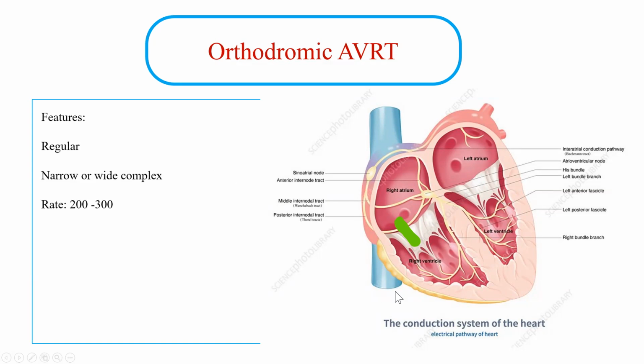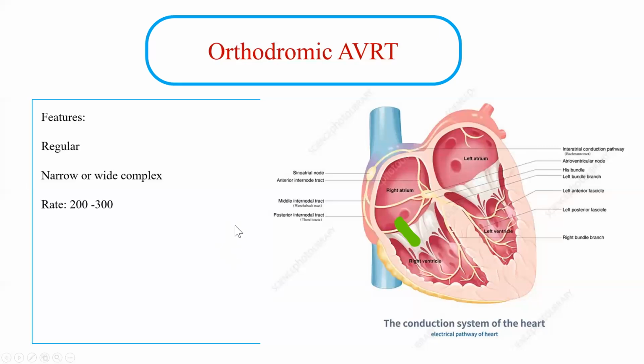Usually the rates are very fast because this pathway is unchecked. There is no regulatory mechanism on this accessory pathway. This is a congenital abnormality. So it will be very fast in conduction, so it will give us a heart rate of 200 to 300.